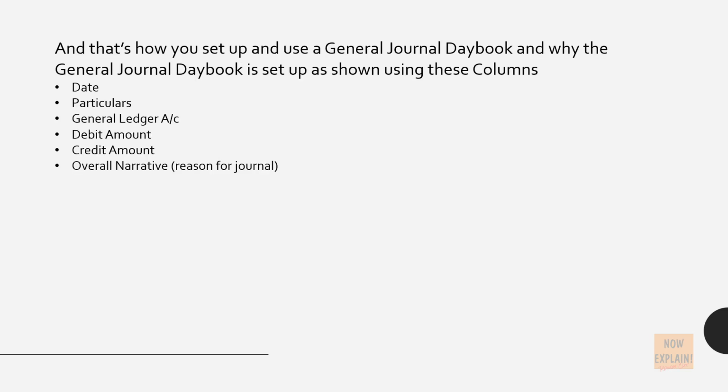And that's how you set up and use a General Journal Daybook. And why the General Journal Daybook is set up as shown using these columns: the date, the particulars, the general ledger account, the debit amount, the credit amount, and an overall narrative, the reason for the journal.